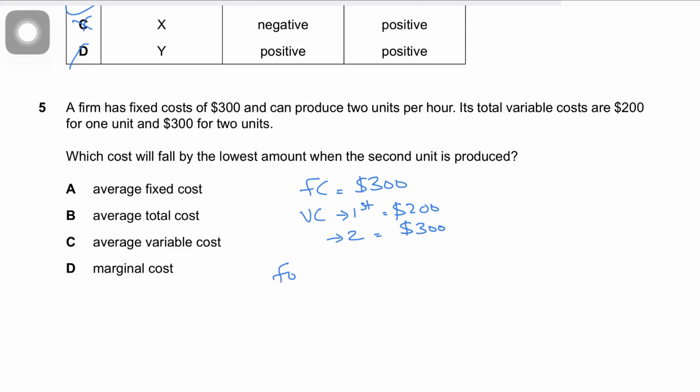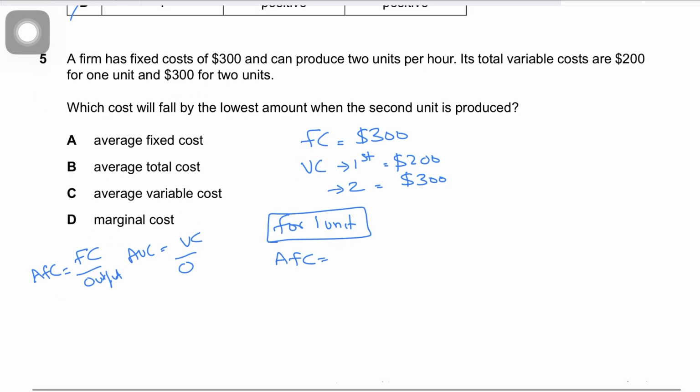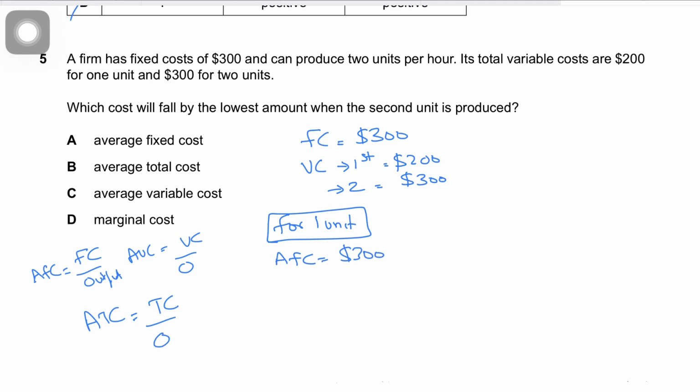So let's calculate the cost for 1 unit. Your AFC would be fixed cost divided by output. Your AVC would be variable cost upon output, and your ATC, average total cost, would be total cost divided by your output. The reason we are doing this is because these are the answer options given. So AFC would obviously be $300. The fixed cost in total would be consistent, but AFC would fall as output goes up.